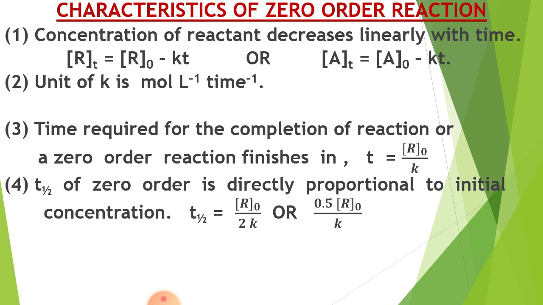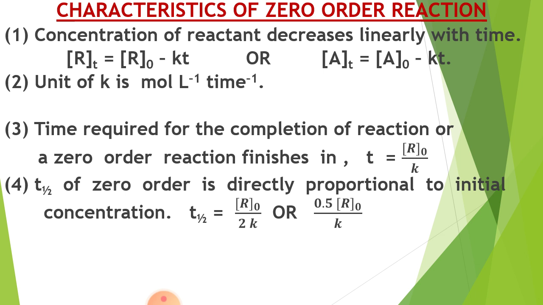Now, characteristics of zero order reaction. First, what we have to learn from zero order reactions. The first point: the concentration of the reactant decreases linearly with time, that is Rt, the final concentration, equals R naught, the initial concentration, minus kt. When we draw a graph between R, the final concentration, and t, we get the intercept R naught and k as the negative slope. This can also be written as At equals A naught minus kt.